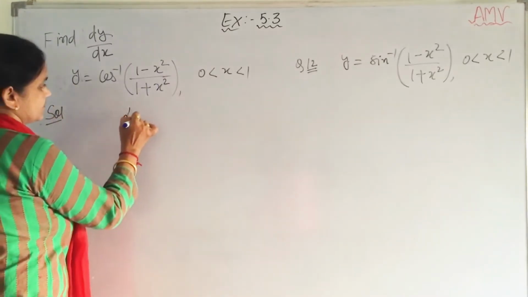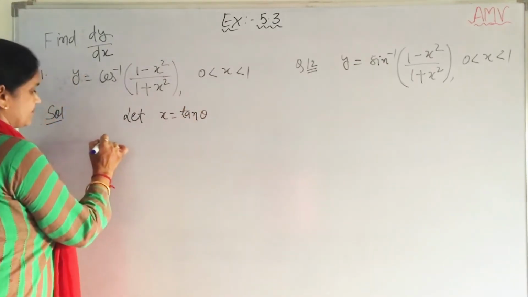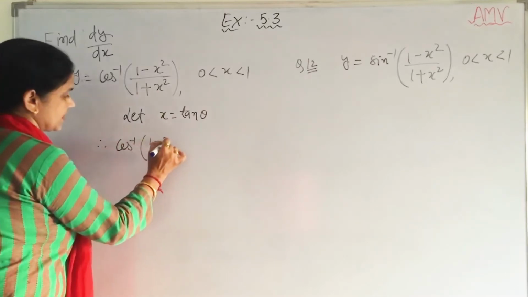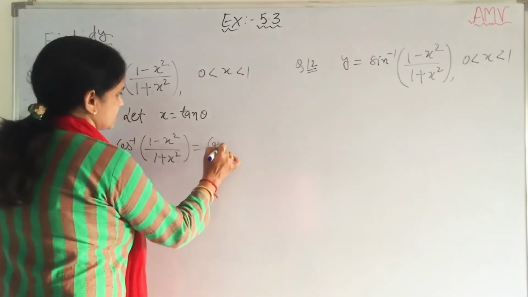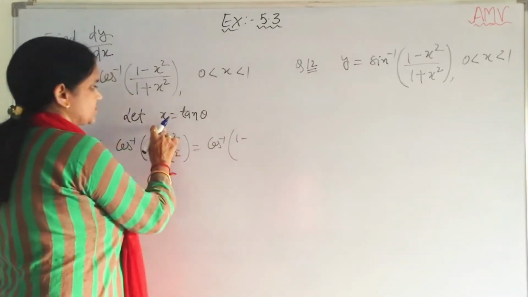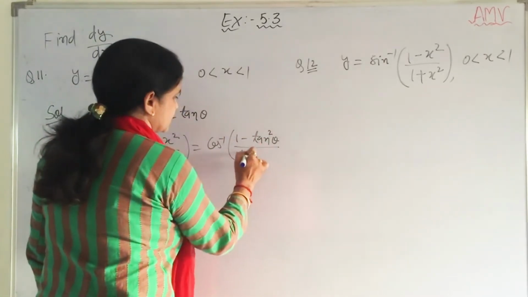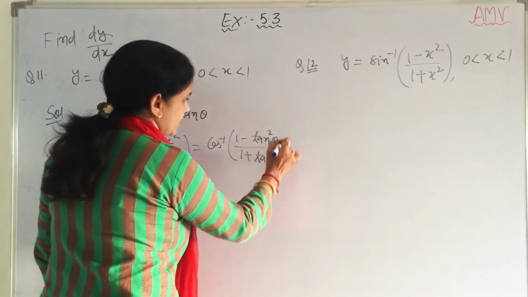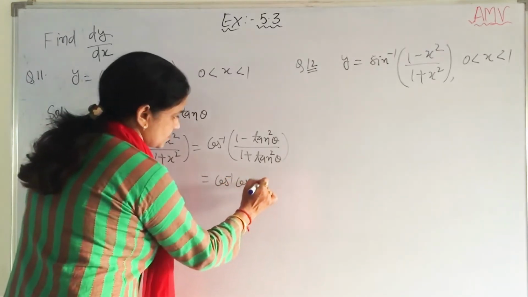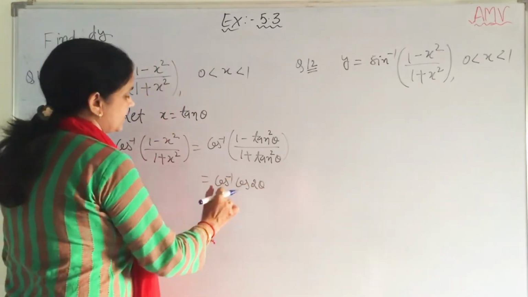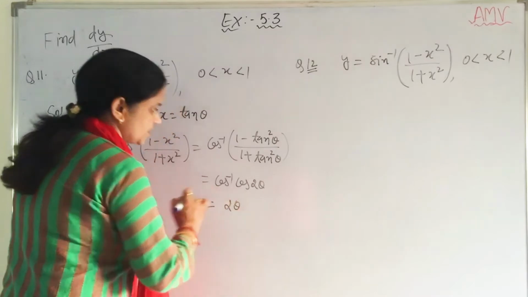So let x is equal to tan theta. Then cos inverse (1 minus x square) upon (1 plus x square) becomes cos inverse (1 minus, in place of x write tan theta, it is tan square theta) same as here 1 plus tan square theta. It is cos inverse cos 2 theta. And now here cos inverse cos 2 theta gives 2 theta only.